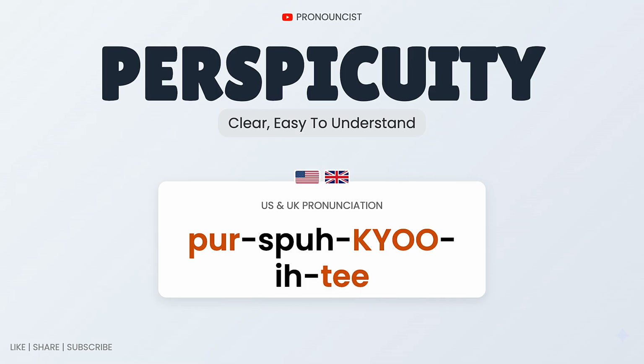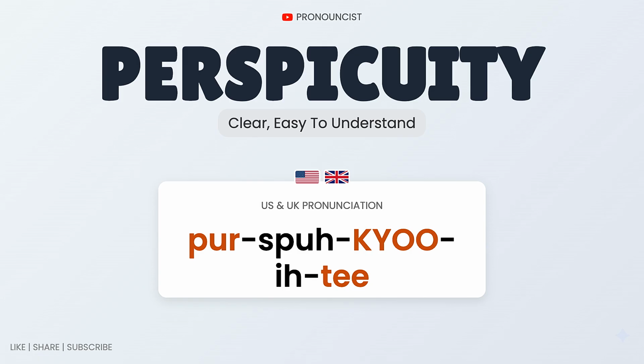Perspicuity. Stress: Q. Keep sp soft and I quick. Now read the syllables shown on the screen naturally. Perspicuity.